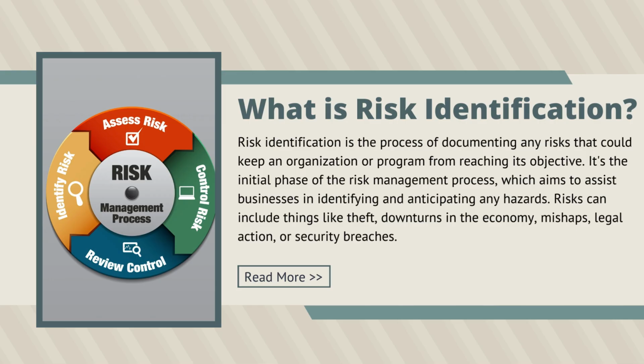So the first one is what is risk identification. Risk identification is the process of documenting any risk that could keep an organization or program from reaching its objective. It's the initial phase of the risk management process, which aims to assist business in identifying and anticipating any hazard. Risk can include things like theft, downturn in the economy, mishap, legal action, or security breach.